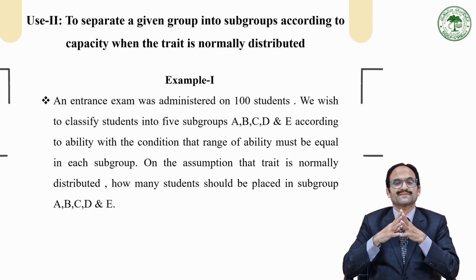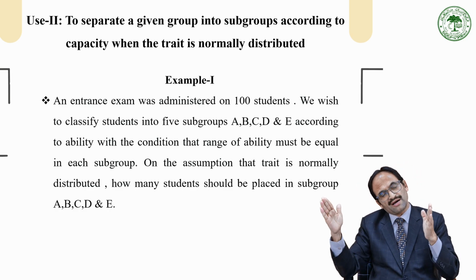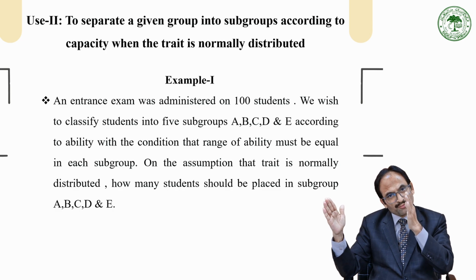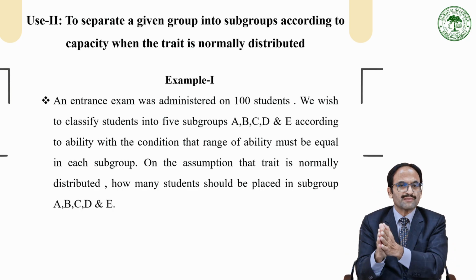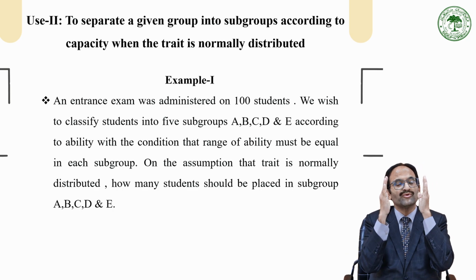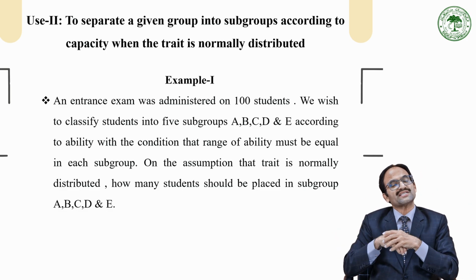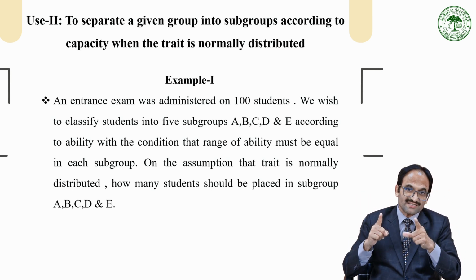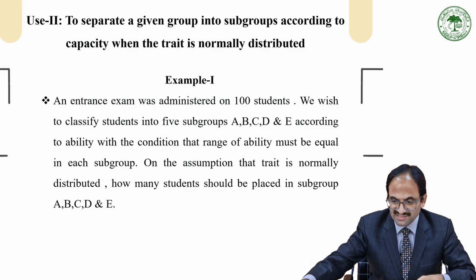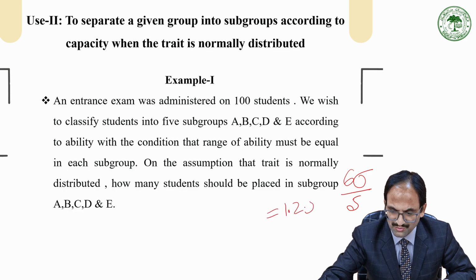Now, see this case. If you move from the mean 3 sigma to the positive side and 3 sigma to the negative side, in total you have to move 3 sigma plus 3 sigma, that is 6 sigma. Now, you are required to classify the group into 5 subgroups, so 6 sigma will be divided by 5, which gives 1.2 sigma.